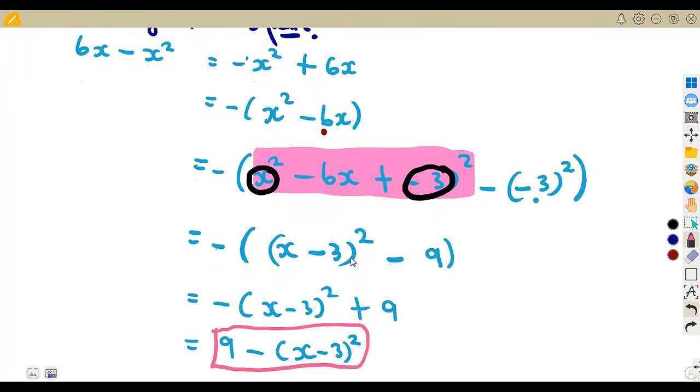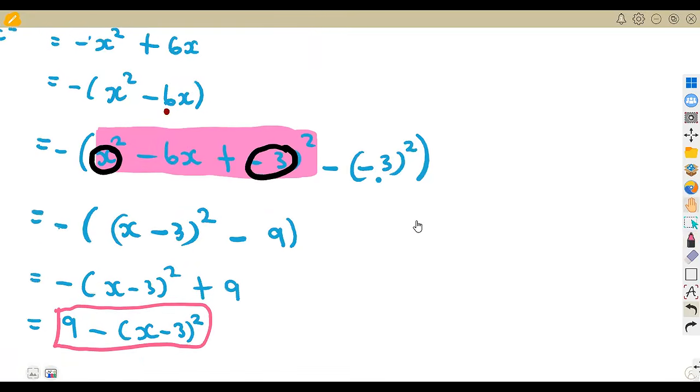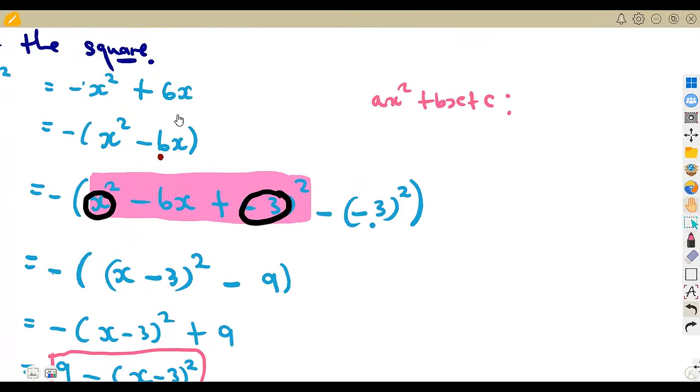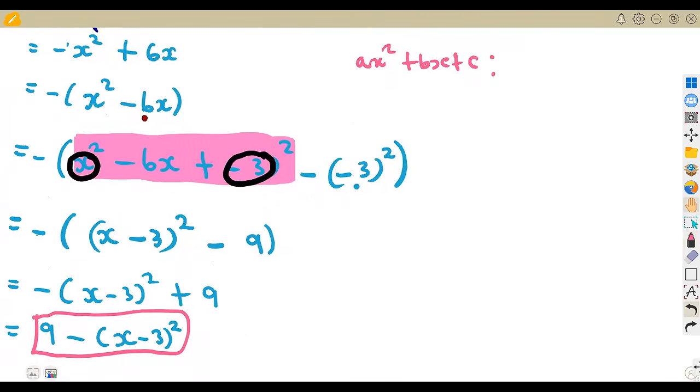But like I said, we can also use the formula for us to complete the square. There is a formula that we can actually use as long as our expression is written in the form of ax squared plus bx plus c, your quadratic expression. And there we have got our quadratic expression, which is minus x squared. After rewriting this, we have got minus x squared plus 6x.